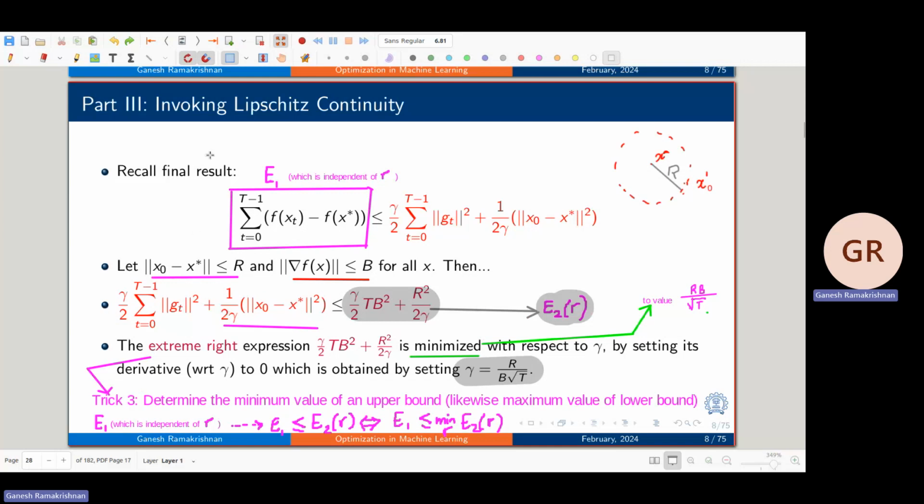Okay, so I'm just highlighting all my points here. So first we have E1 on the left hand side, which was independent of gamma. E2 was a function of gamma. And we are saying, well, if E1, which is independent of gamma, is less than or equal to E2, which is a function of gamma, then I could minimize the right hand side, E2, with respect to gamma, and the inequality should still hold. And the other trick I already said is x naught is within radius of R from x star. Okay, all this is putting together my tricks 4 and 5.